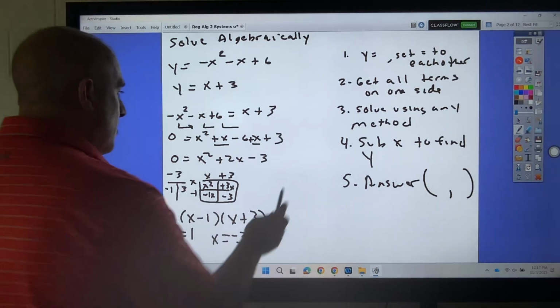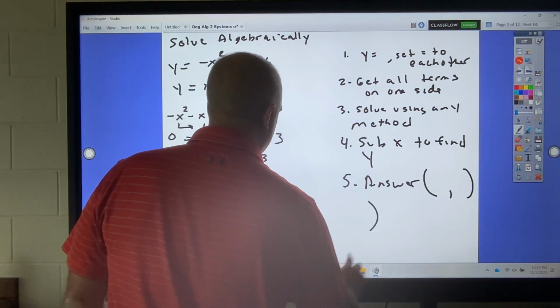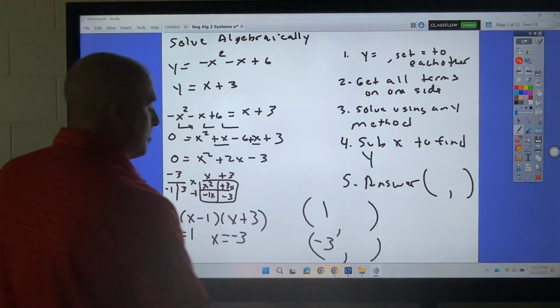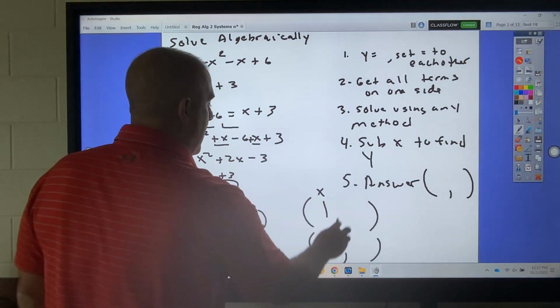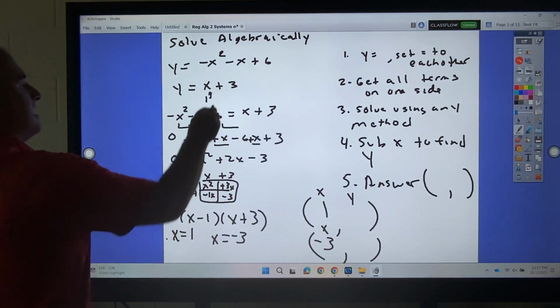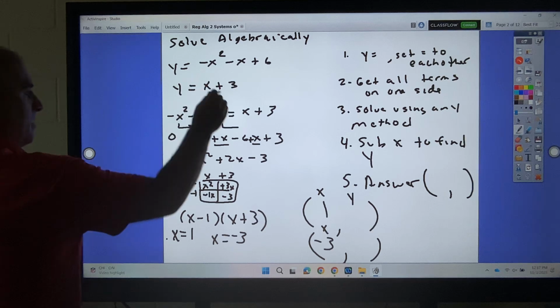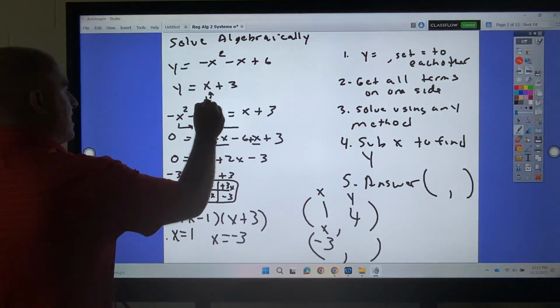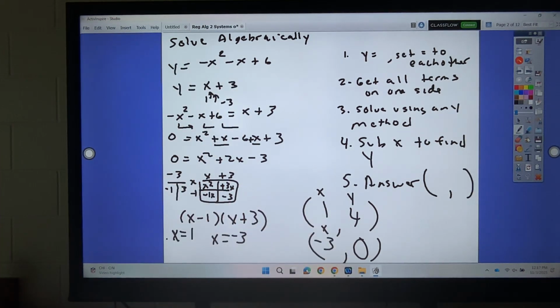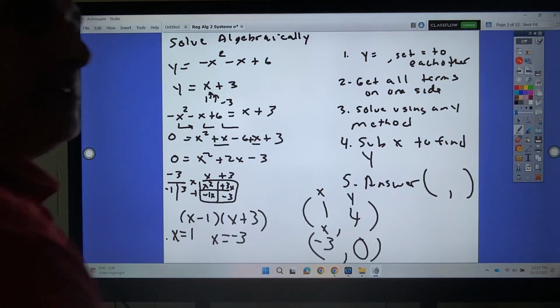Now, my answer is a set of coordinate points. So I have a 1 and a negative 3. What do I have to find? If this is the x, I have to find the y. So I'm going to put that into the easiest equation. 1 plus 3 is 4. Then I'm going to take negative 3 and put it in there. Negative 3 plus 3 is 0. So that's where those intersect. So use the easiest equation that you have.